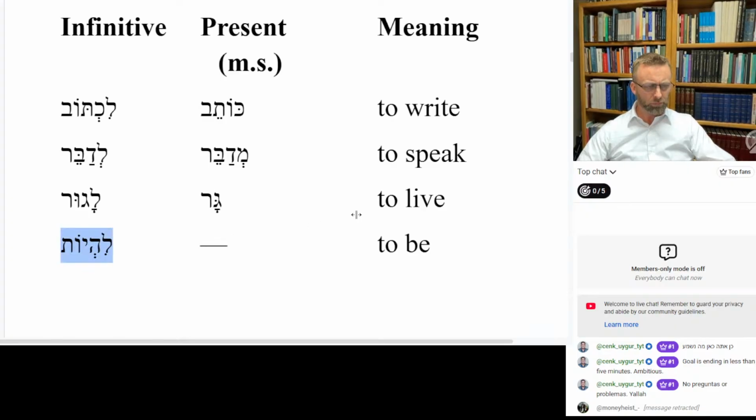And then to be, this is an interesting one. The infinitive is lihyot, and you'll notice the present tense is blank. But you know that already intuitively, because so many of the sentences we've done have had the verb is or am, the verb to be in the present tense, and there's never been a verb because we said we don't need it. We'll re-encounter this in our sample sentences.